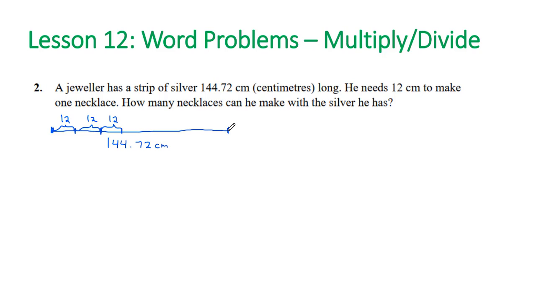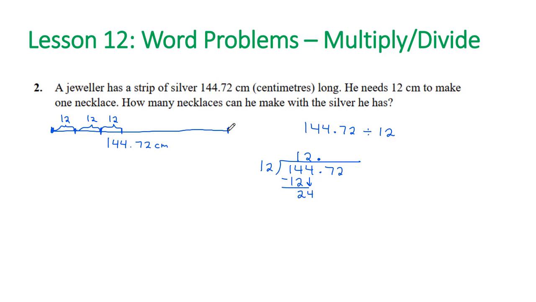So we take our total and we're going to divide by how much each piece takes, and that will give us the number of pieces. So 144.72 divided by 12. So let's set that up for long division. We're going to write this down, and remember, we're going to pop our decimal into our quotient right away. Now 12 does not go into 1, but does go into 14 once. And 12 times 1 is 12, and we subtract, and we bring down the 4.